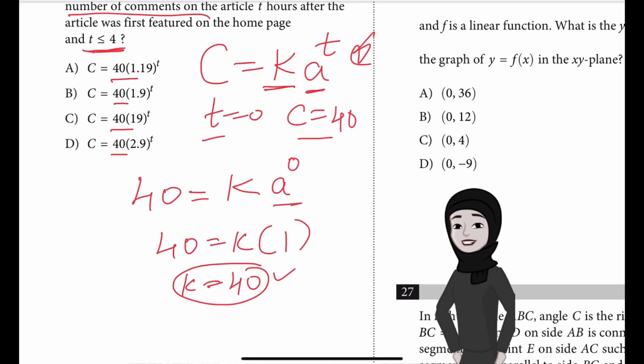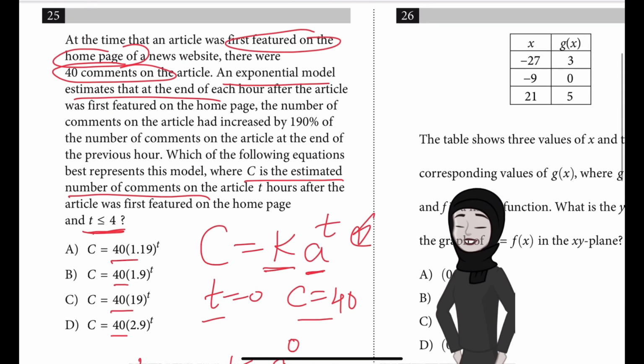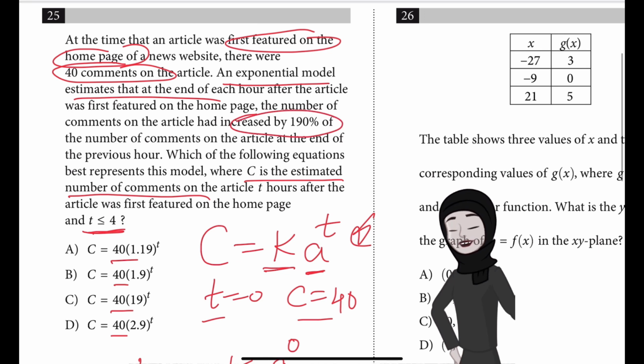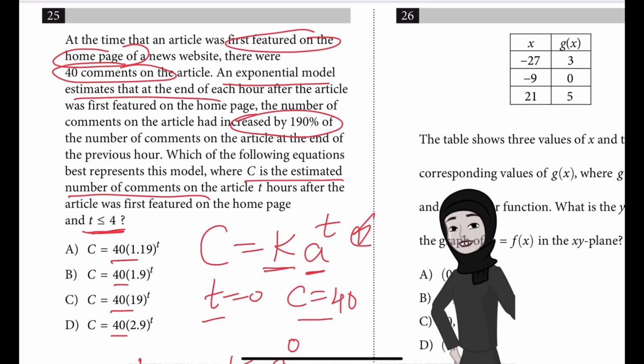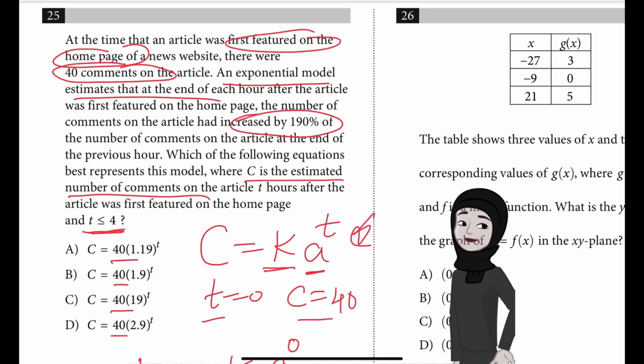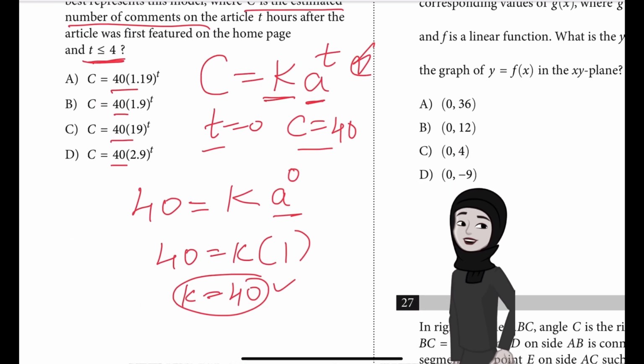And after that, it's also given how much the number of comments on the article is increasing by at the end of each hour. They are increasing by 190% of the number of comments on the article at the end of the previous hour. So what we can do is multiply the percent increase by the number of comments on the article at the end of the previous hour.